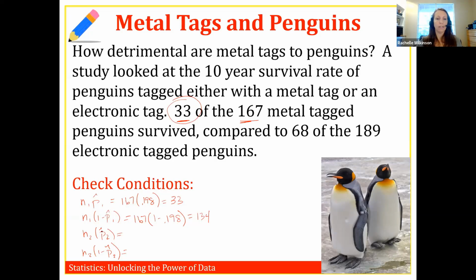The second one here, N2 times P hat 2, is the same as the number of successes in my second group, so I'm just going to put the 68. For my number of failures, the N2 times 1 minus P hat 2, this time I'll do the subtraction method. So I'll take 189 minus 68, which is 121. Now I look at all four of these numbers and see if they're greater than or equal to 10. They're all greater than or equal to 10, so yes, we meet the requirements.